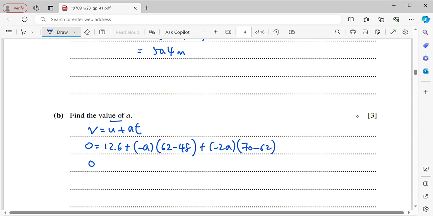So from here you get 0 equals 12.6. 62 minus 48 is basically 14, so minus 14a. And 70 minus 62 is 8, so 8 times minus 2a is minus 16a. So the total a here will be 30, so 30a is 12.6. Therefore a is 12.6 over 30, and you will get 0.42. So that's the a value.